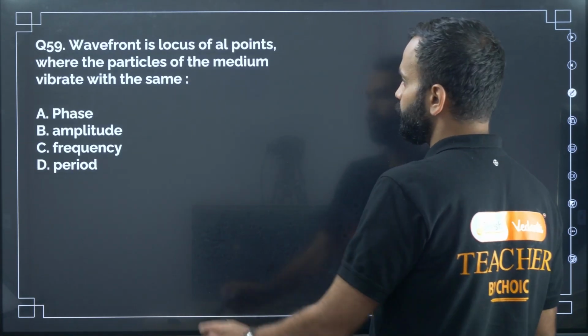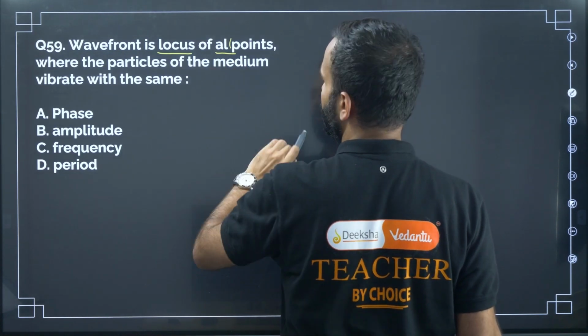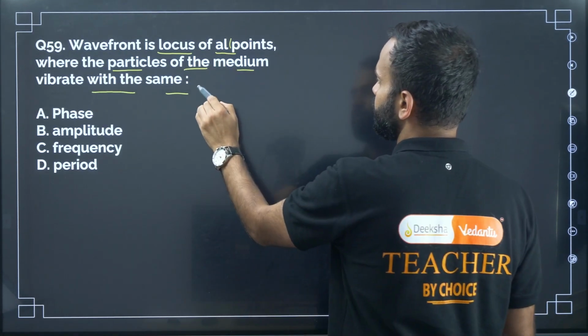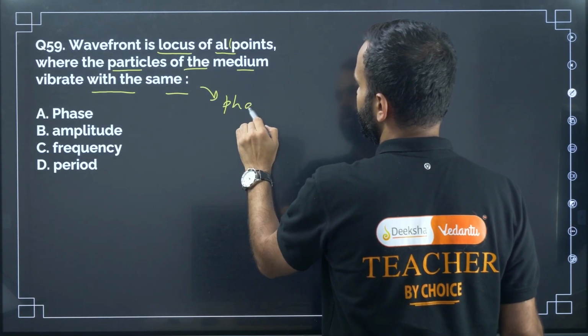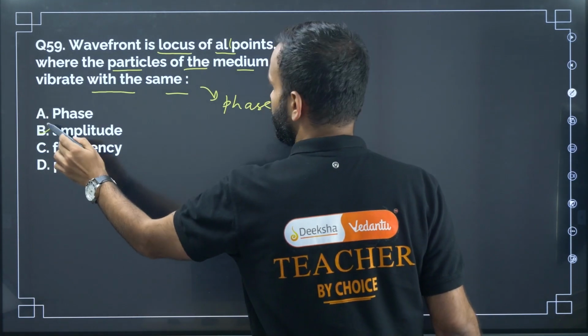Next question, question number 59. Wavefront is the locus of all points where the particles of the medium vibrate with the same phase. Same phase. Huygens wave theory, right? The correct option is A.